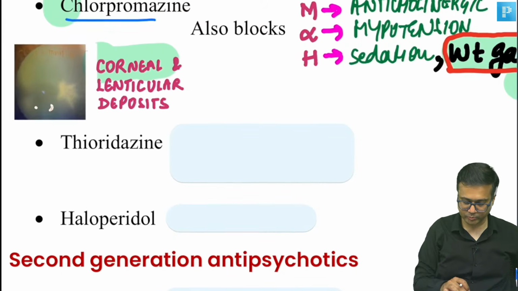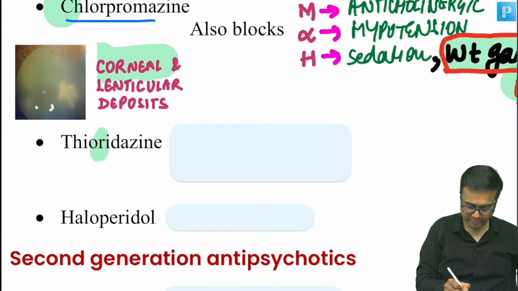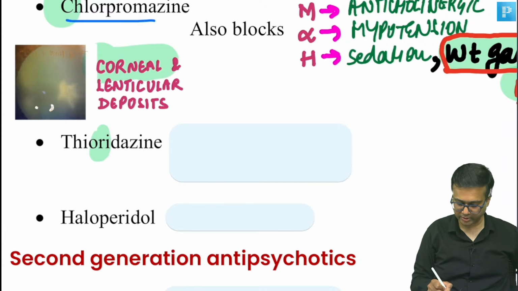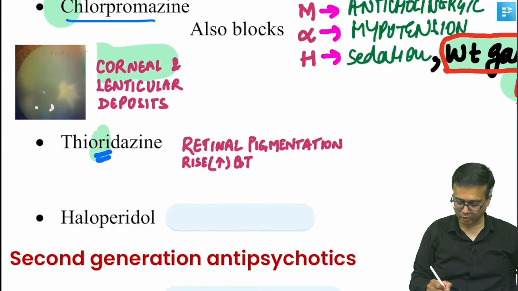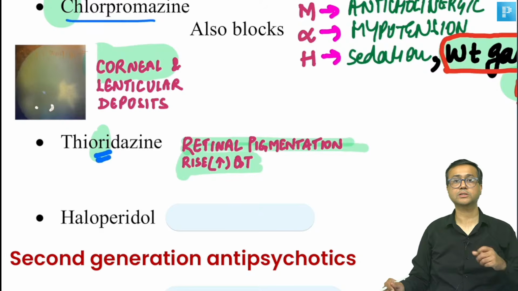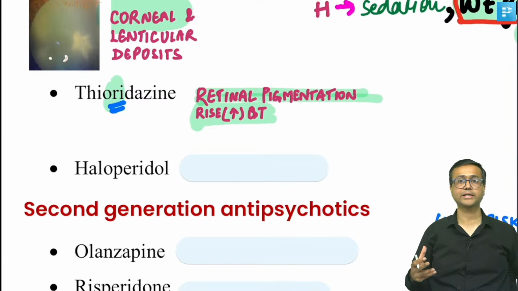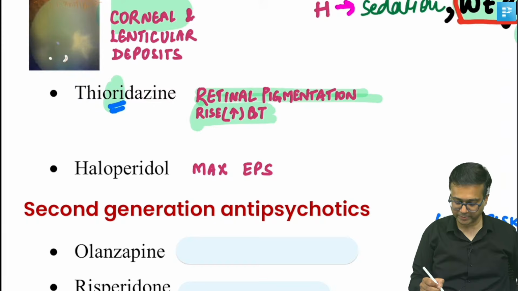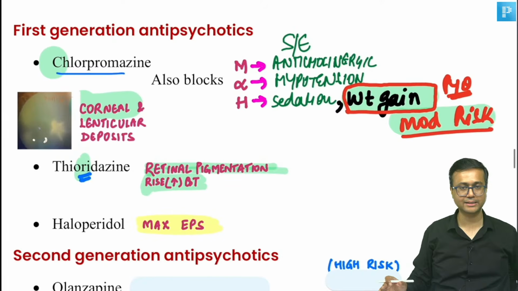Let's discuss one more drug, that is thioridazine. Again in the name R is coming. What is one important ocular finding associated with thioridazine? Remember, it can cause retinal pigmentation. Also remember R for rise in the QT interval. Okay, so this is thioridazine. Haloperidol, out of the first generation of antipsychotic which has maximum EPS, remember haloperidol has maximum EPS. So these are some drugs in the first generation category which we have discussed.